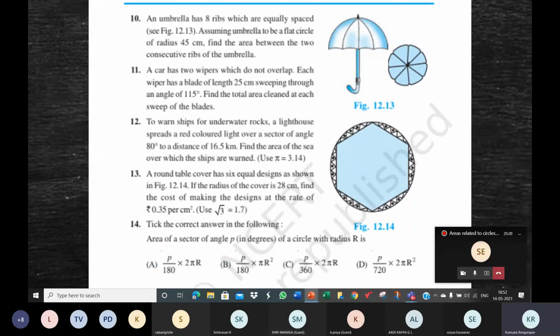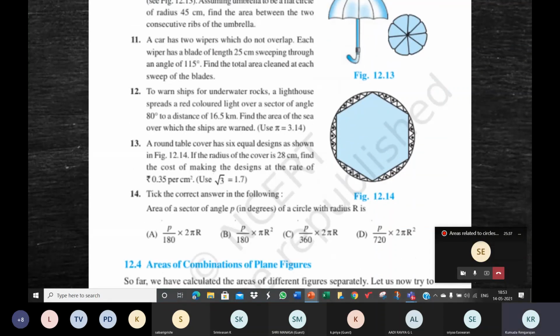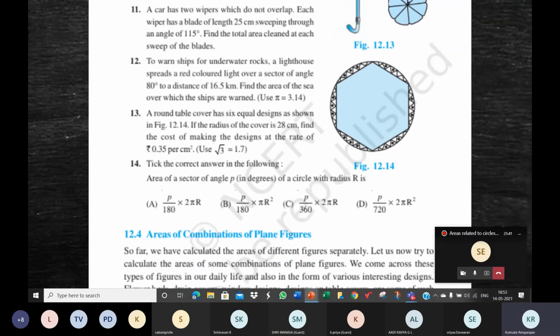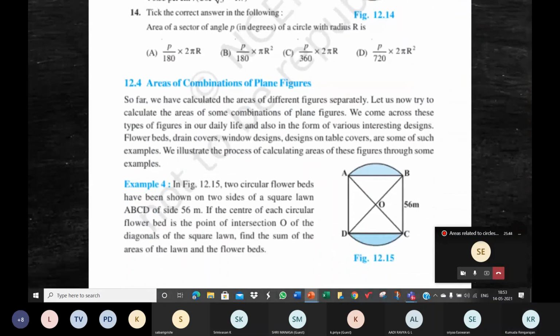Question number 11, 12, 13 and 14. You can understand using the working. We have discussed till question number 10. Questions 11, 13 and 14, you should be able to understand with the help of the working. I'll be sharing that material, children, or I don't know if I've already shared. I'll just check and do the needful.